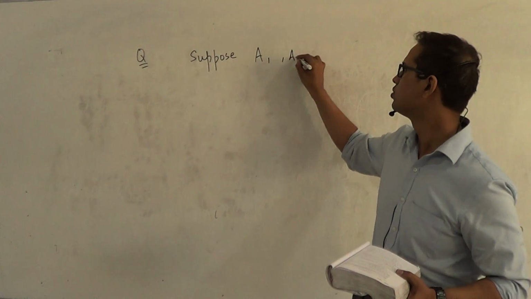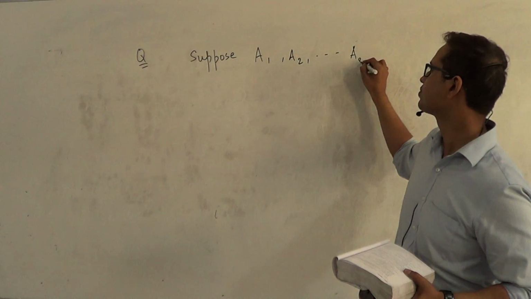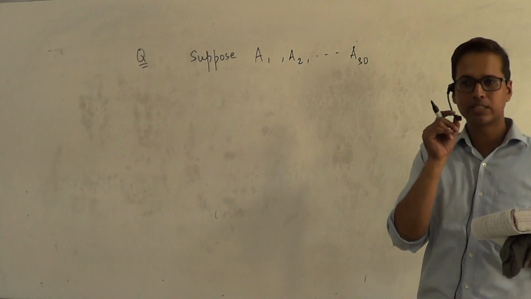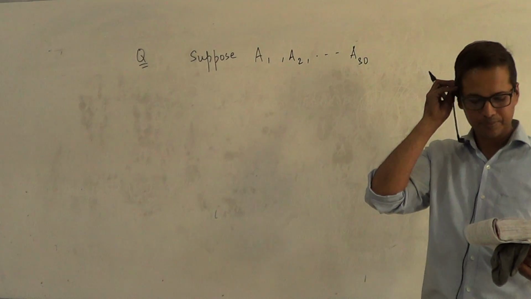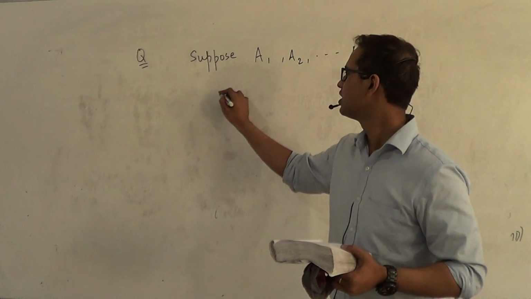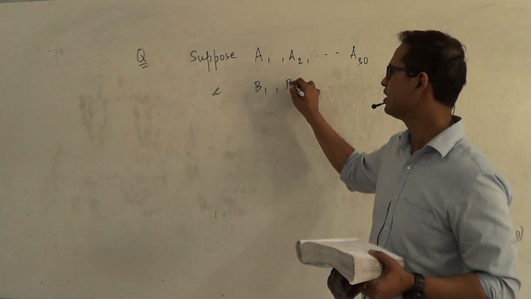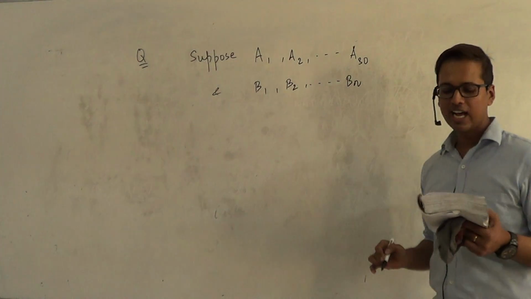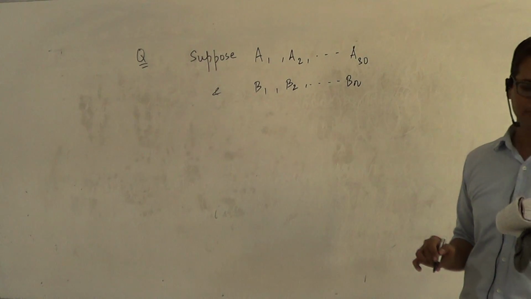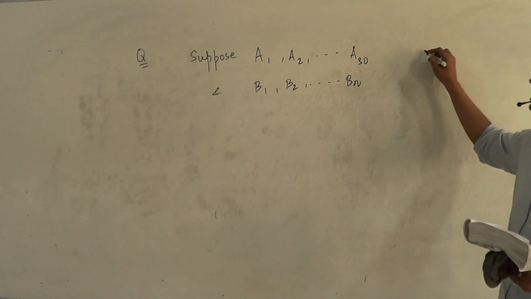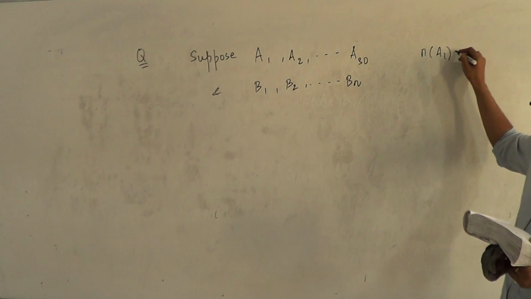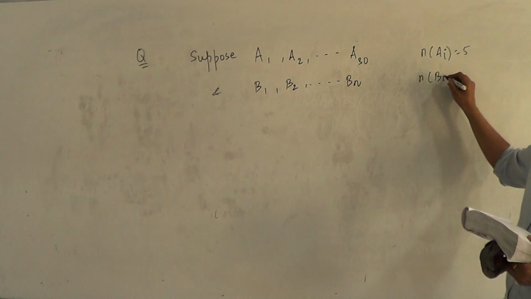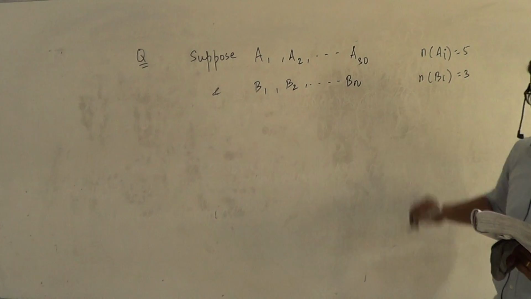Suppose A1, A2 till A30 are 30 sets, each with 5 elements. And then suppose B1, B2 till Bn are n sets with 3 elements each. So each Ai has 5 elements. Each Bj has 3 elements.